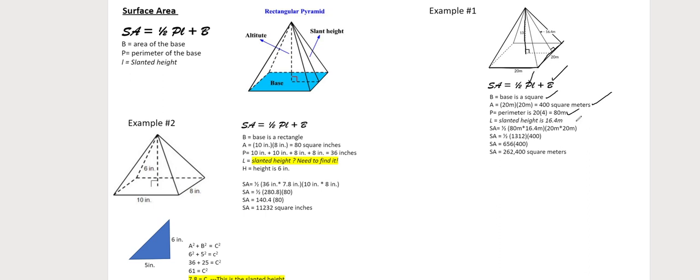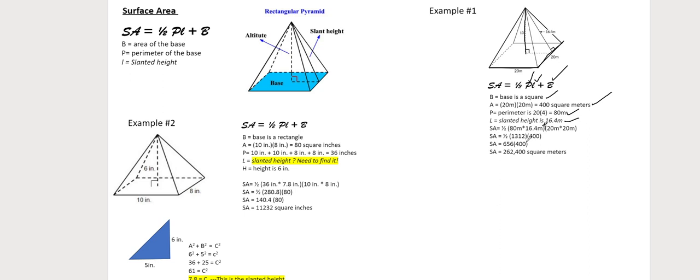That will be 80. And then the slanted height, we know that is 16.4. And then all we have to do is divide that by 2. Okay. So you do 80 times 16.4, which is perimeter times the slanted height, divide that by 2, and then we multiply that by 20 times 20. Okay, and I made a little mistake here. I noticed that I need to add this to the area. I need to add, not multiply. Notice I did not put the plus sign.